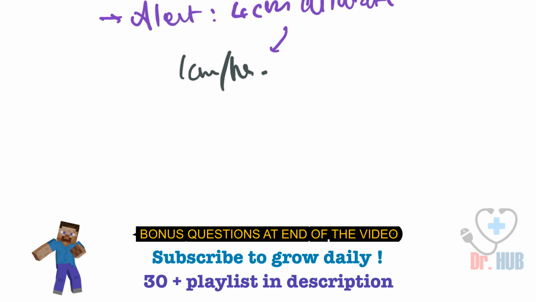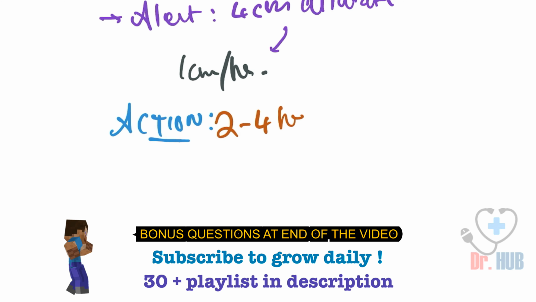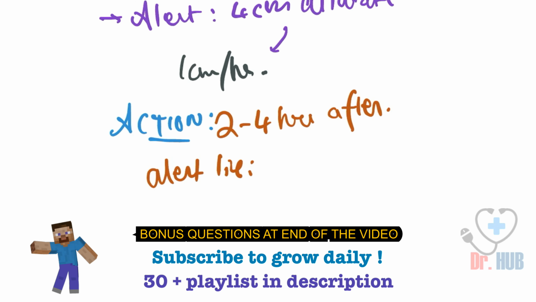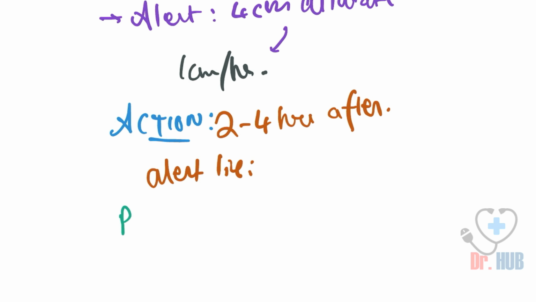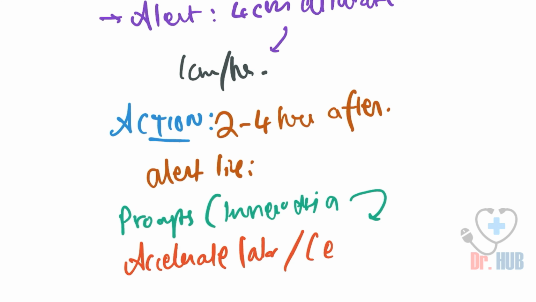Next, we look at the action line. What is the action line? The action line is 2 to 4 hours after the alert line, and it prompts intervention, to accelerate labor or perform a cesarean section.